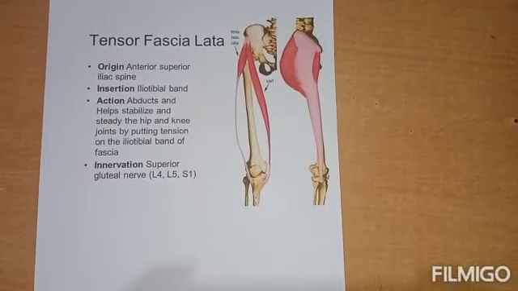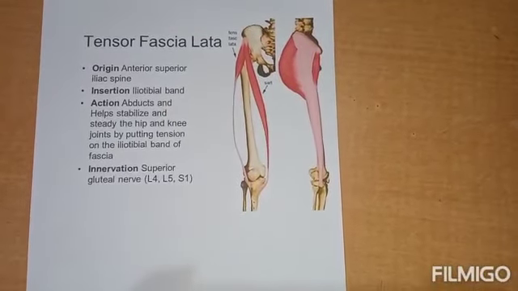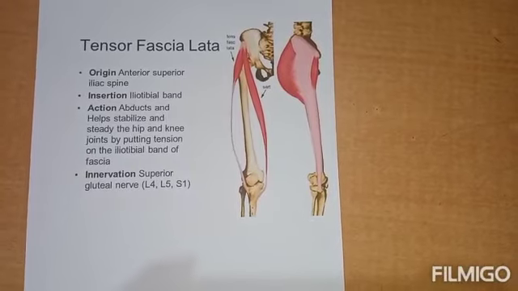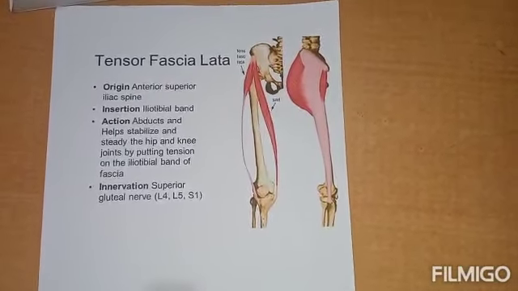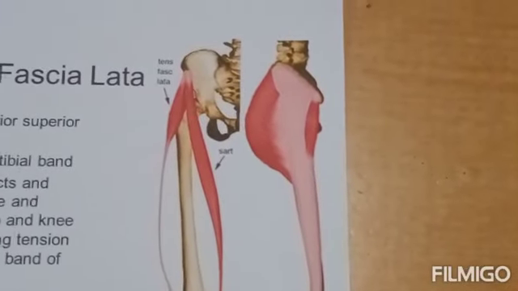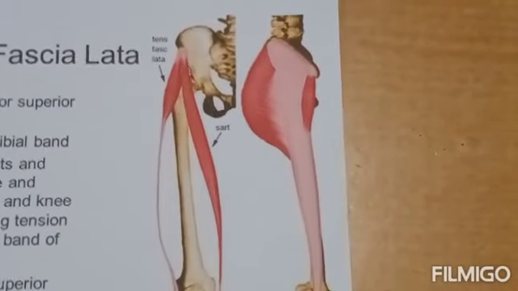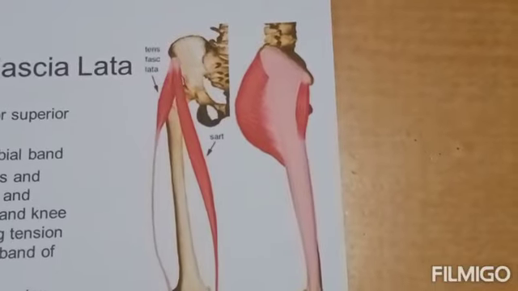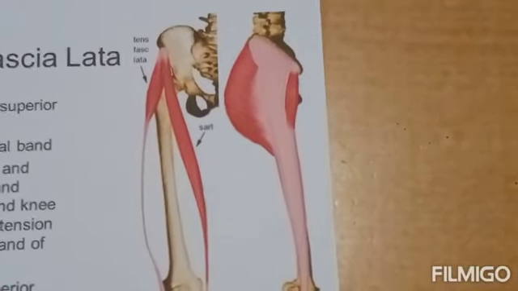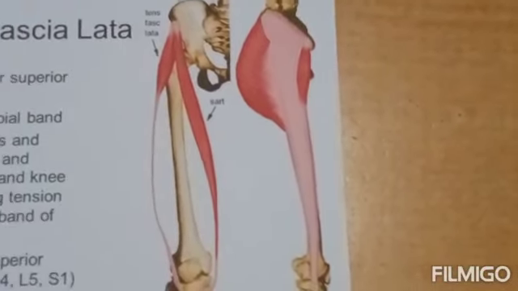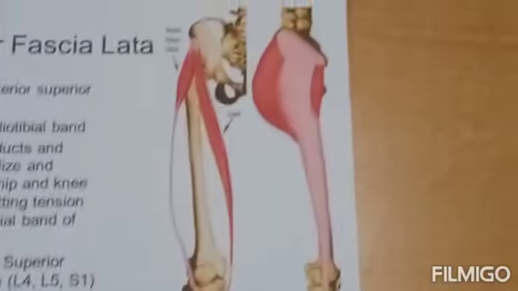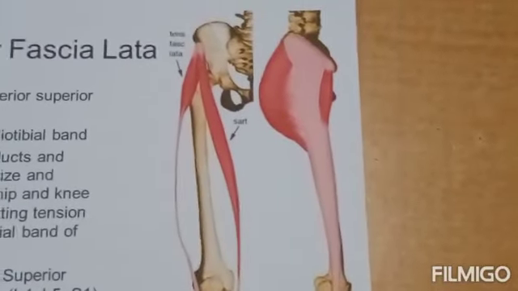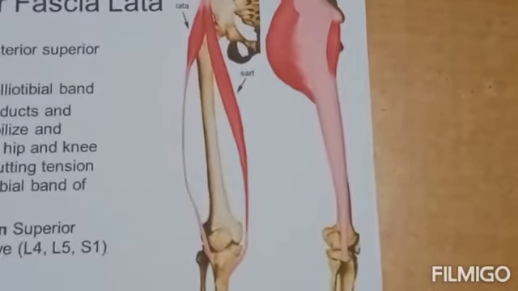Coming to the last major muscle, the tensor fasciae lata. Tensor fasciae lata originates from the outer lip of the anterior part of the iliac crest and it inserts into the iliotibial tract. This muscle is innervated by superior gluteal nerve and its actions include abduction and also help to stabilize the hip and knee joints.